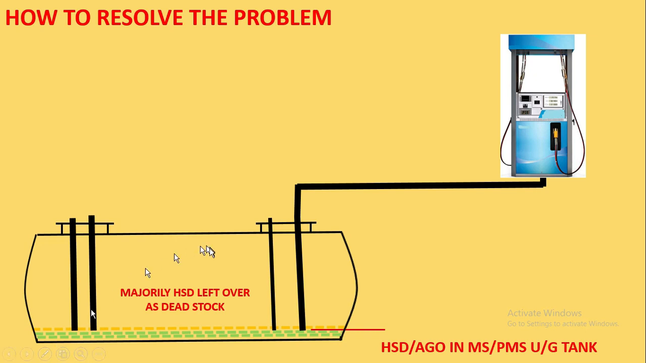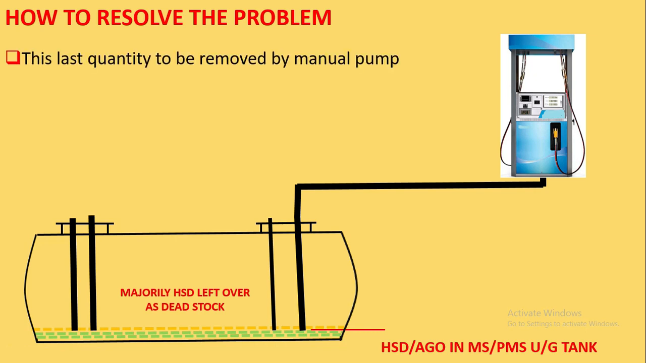This quantity, what you have to do? You have to remove it with the manual pump, because it is necessary, because if you leave this quantity in your MS tank, that will be up to 700 to 800 liter depending on the size of the tank. It will be very huge, and the blend ratio required for this is very huge. So I will suggest remove this last quantity through the manual pump.